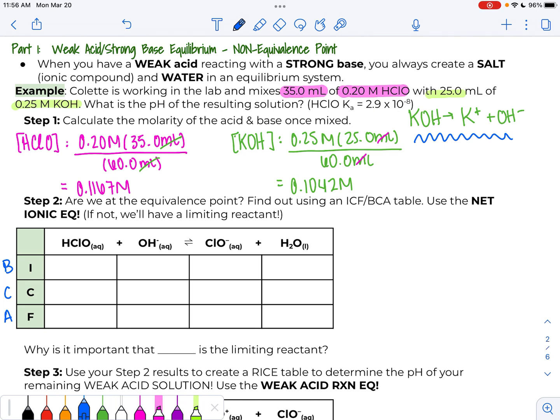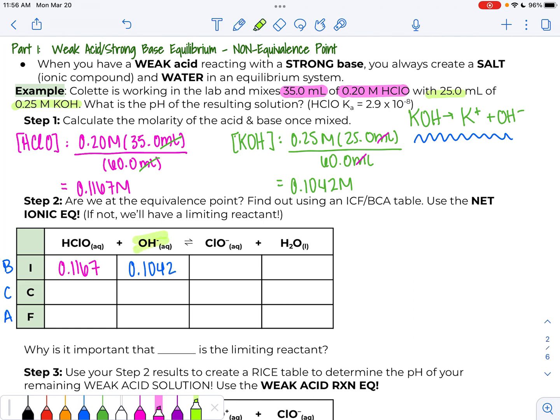So here's how we fill it out. We start out with our initial concentrations of everything. So for our acid, we know that our initial concentration is 0.1167 molar. For our hydroxide, we know that our concentration is going to be 0.142 molar.